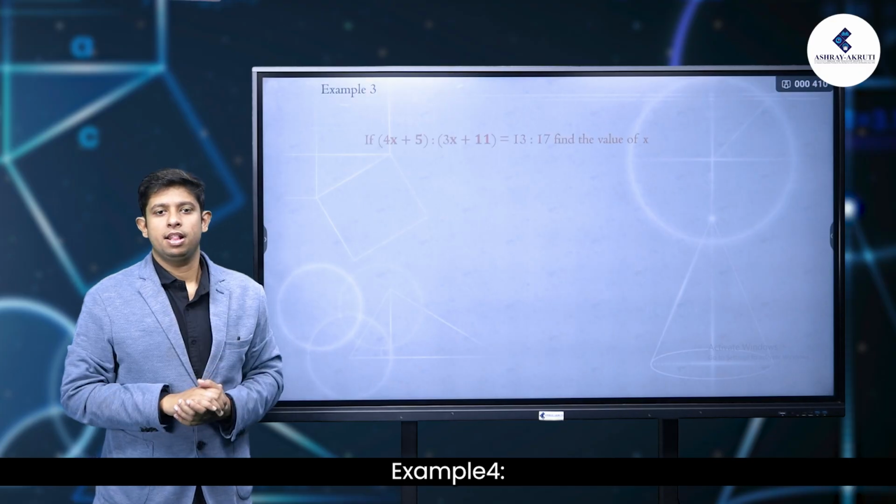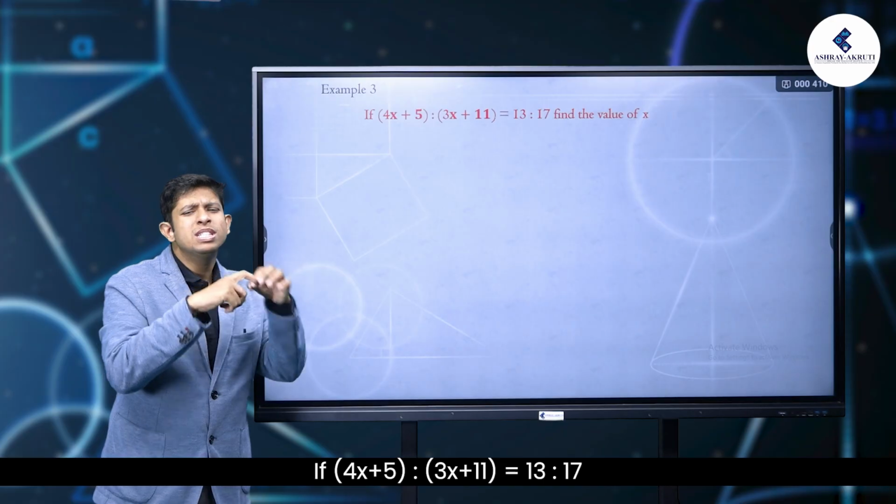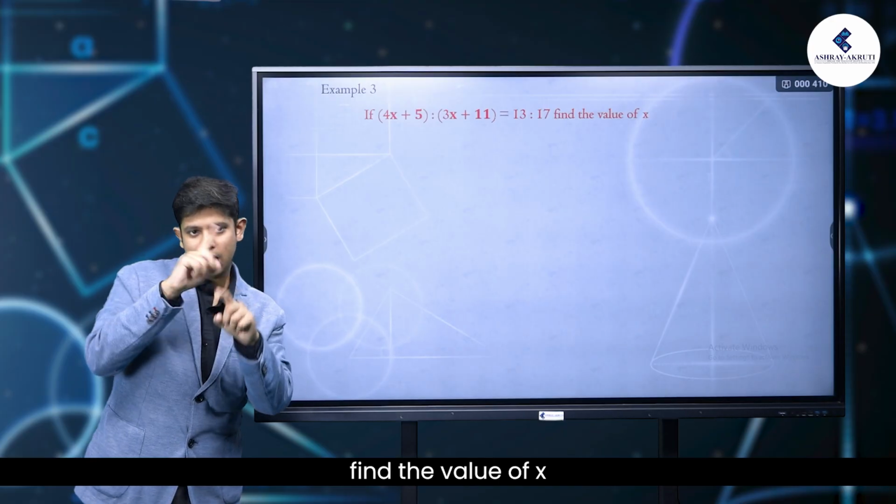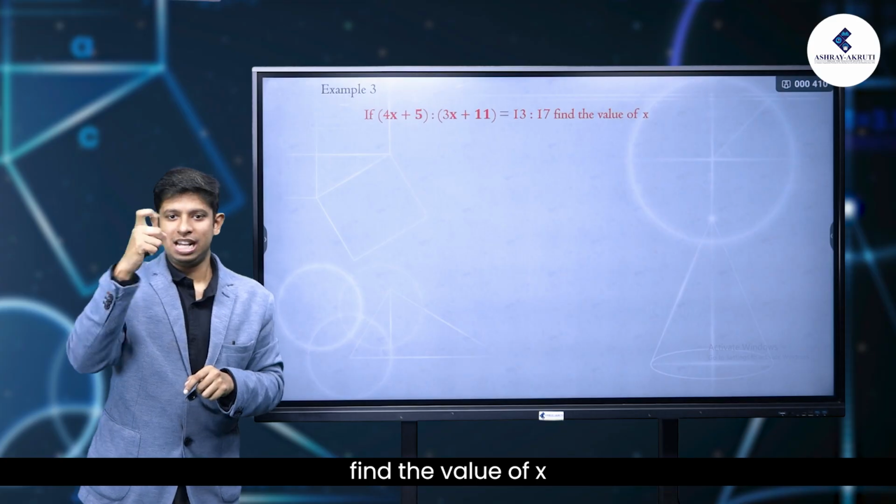Example 4. If 4x plus 5 is to 3x plus 11 is equal to 13:17, find the value of x.